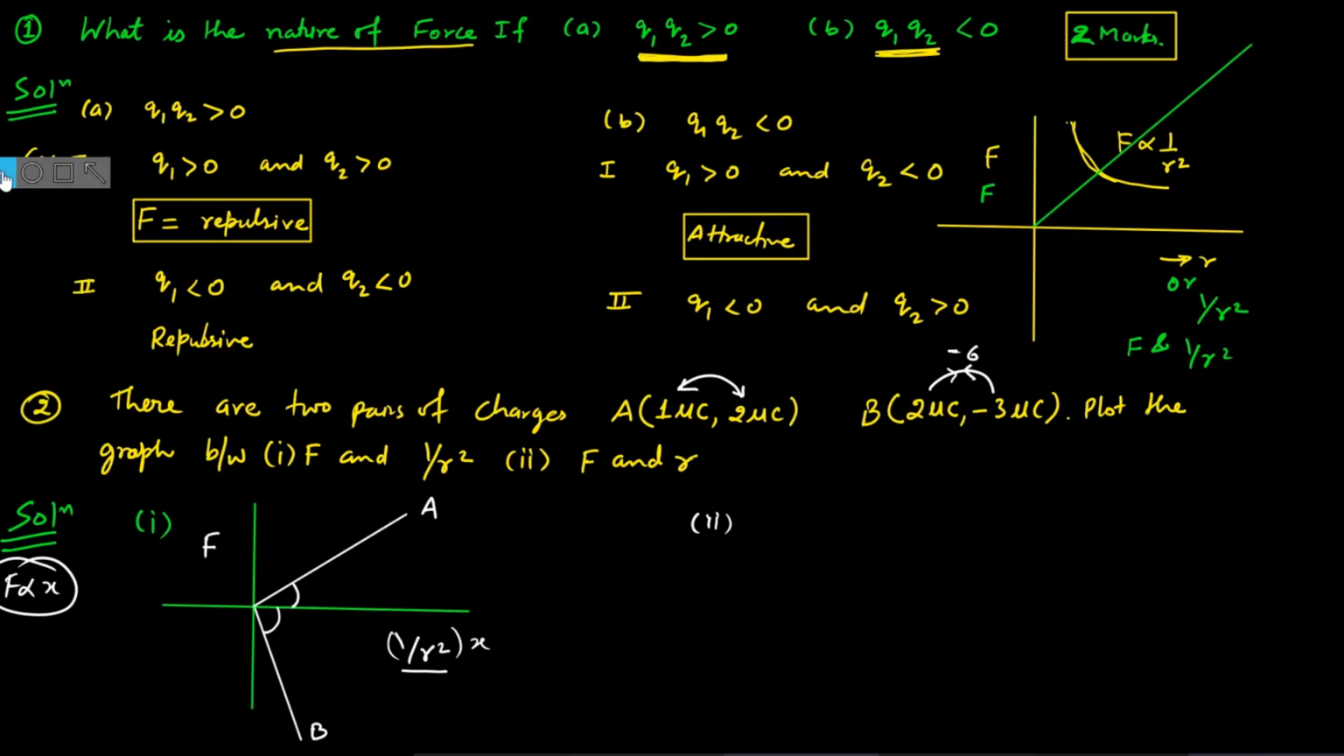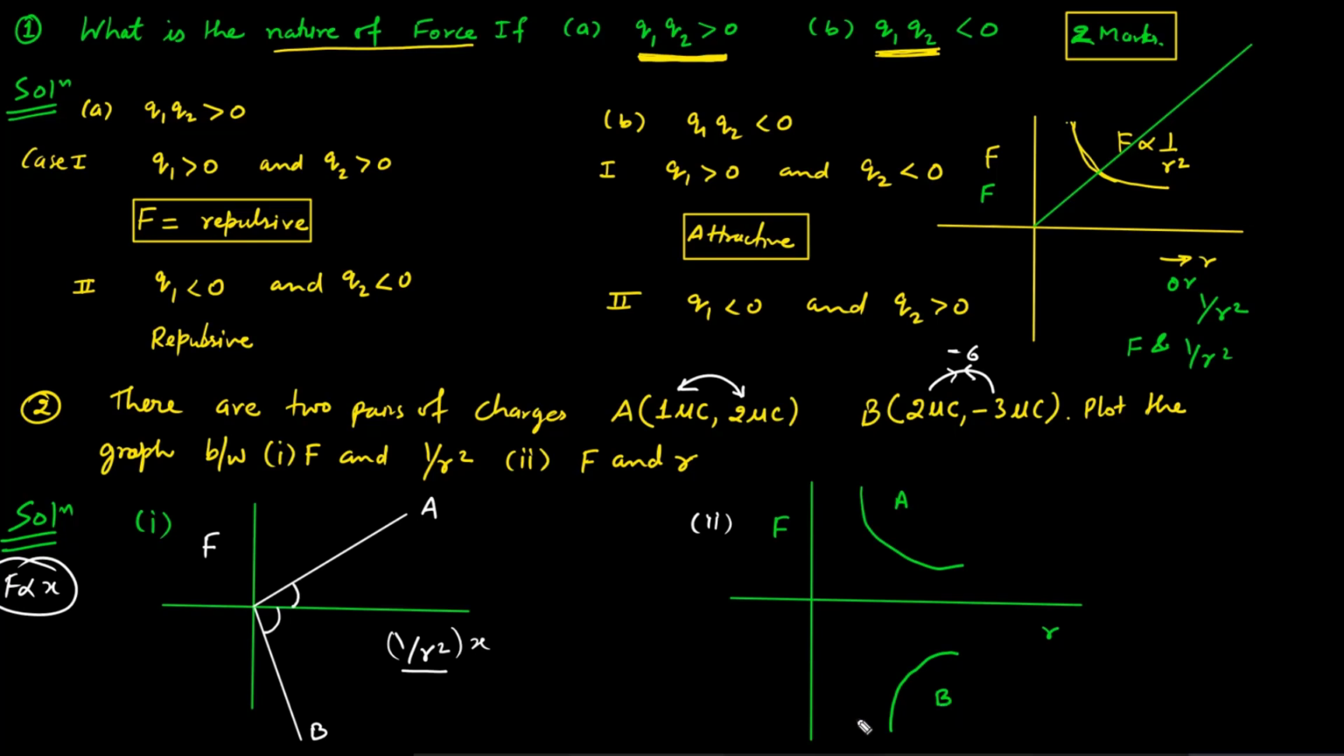Now if I talk about the second case, the graph between f and r. If we talk about f and r, on the y axis we have f, on the x axis r. So for the a, can I say it will be like this, and for the b it will be like this? Tell me. Sorry, your screen is freezing. We can't see.